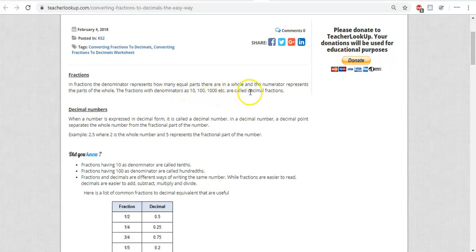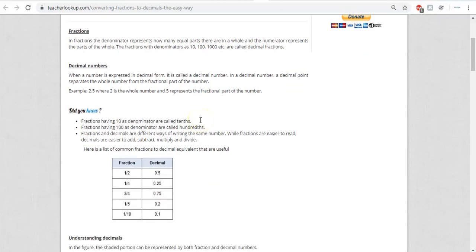The fractions with denominators as 10, 100, 1,000, etc. are called decimal fractions. So what are decimal numbers? When a number is expressed in decimal form, it is called a decimal number. In a decimal number, a decimal point separates the whole number from the fractional part of the number. Example 2.5, where 2 is the whole number and 5 represents the fractional part of the number.